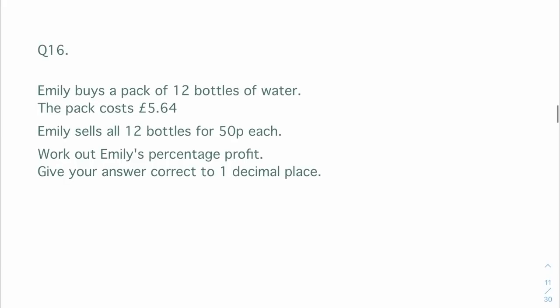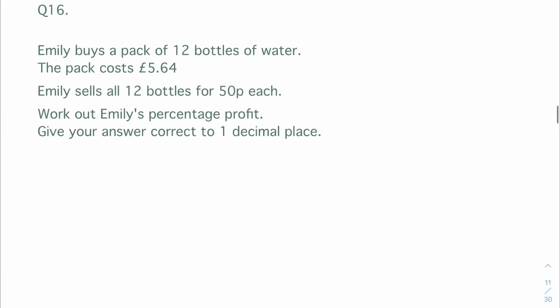On to the next one here. Emily buys a pack of 12 bottles of water. The pack costs £5.64. She sells all 12 bottles for 50p. Work out her percentage profit and give your answer to one decimal place. So it gives you a hint there, this isn't going to be a very nice decimal.